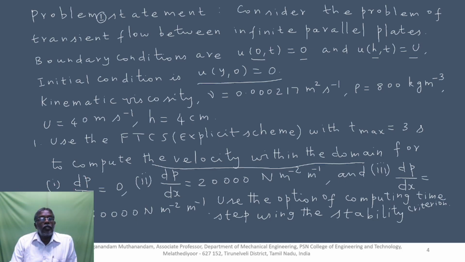For the first case, the pressure gradient is 0, dP upon dx is 0. For the second case, the pressure gradient is positive, that is 20,000 Newton per meter square per meter. For the third case, the pressure gradient is negative, minus 30,000 Newton per meter square per meter. Use the option of computing time step using the stability criteria. So this is the problem statement.